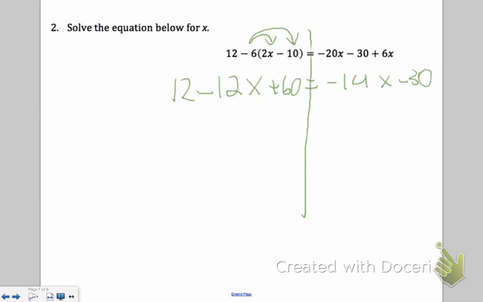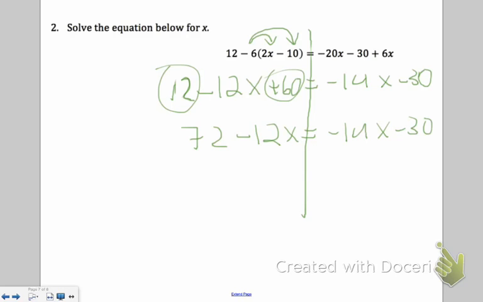So now, if you look back at the left-hand side, we have our constants that we could have combined in one shot, but it's okay to do it in separate steps. So I have positive 12 plus 60, which gives me a 72, and I have a minus 12x. And that's still equal to negative 14x minus 30. Don't get lazy and copy down the entire equation. So our next step is to start combining our variables by bringing them on opposite sides of the equation.